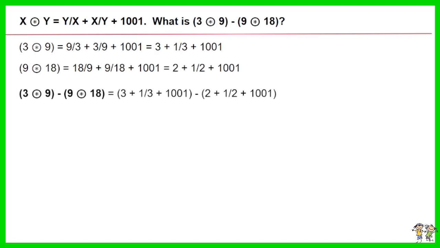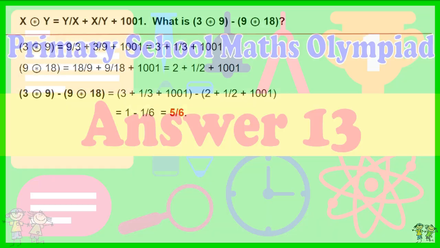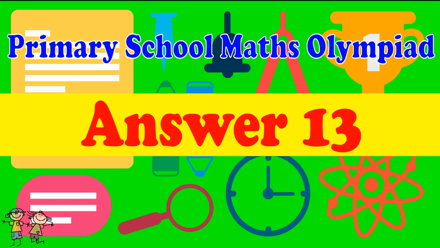Now add up the values of 3*9 and 9*18. The 1001s will cancel each other out. The answer is 5 over 6. Answer for question 13.